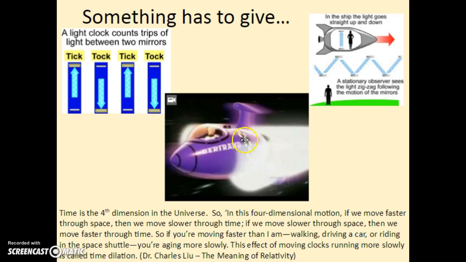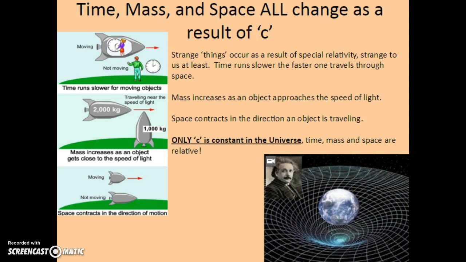Your biological clock, if you're within the fast-moving spaceship, you age differently from being inside the frame of reference than somebody who is outside the frame of reference. Very important there. So time, mass, and space all change as a result of c, or the speed of light. Strange things occur. Time runs slower the faster one travels through space. Notice if you're moving, your clock goes slower than somebody outside.